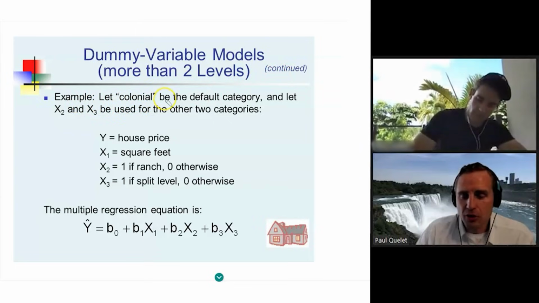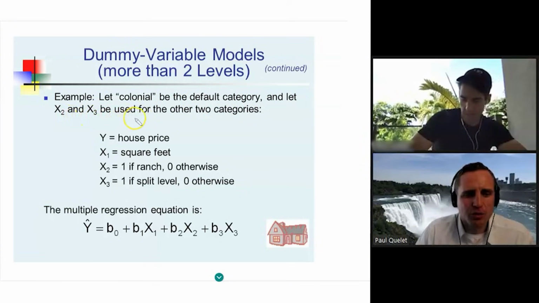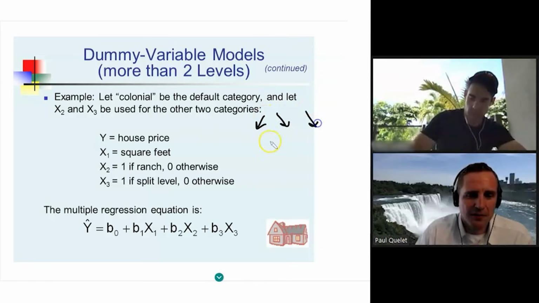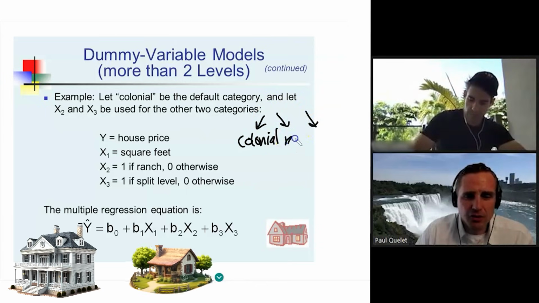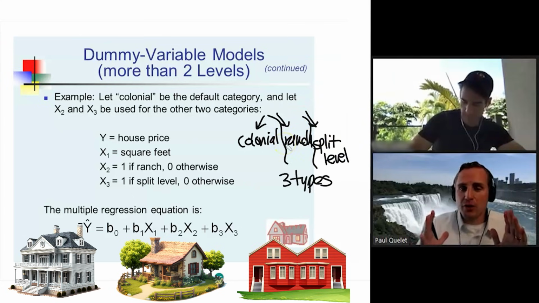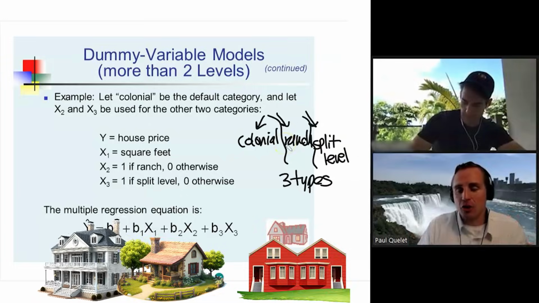Let colonial, which is a type of house, be the default category. And let X2 and X3 be used for the other 2 categories. Let's assume that colonial is the default. So you have 3 different kinds of houses. You either have colonial, ranch, or you have split level. Now let's assume that most of the houses in our data set are colonial houses.